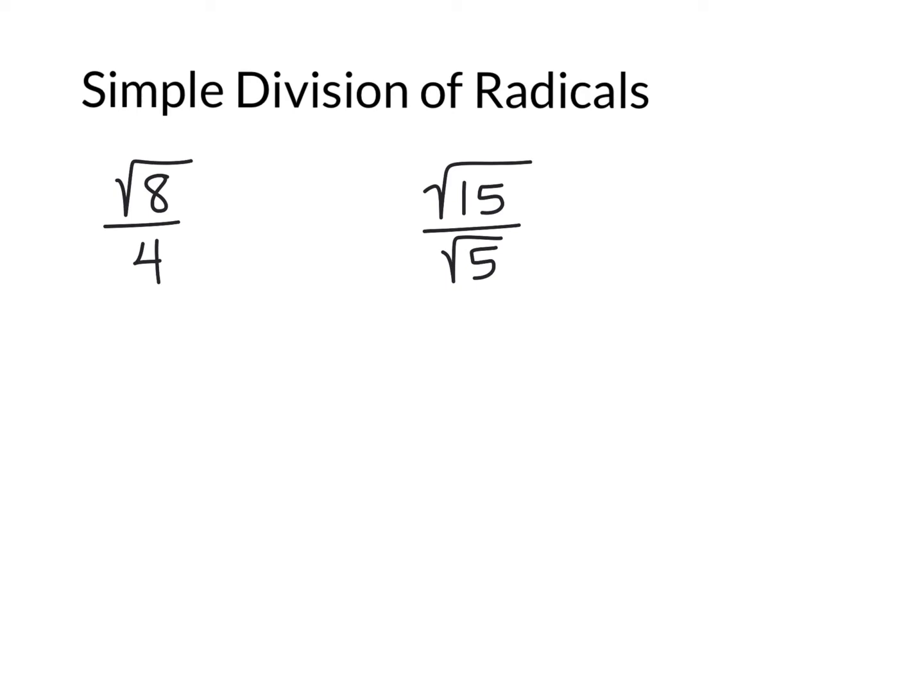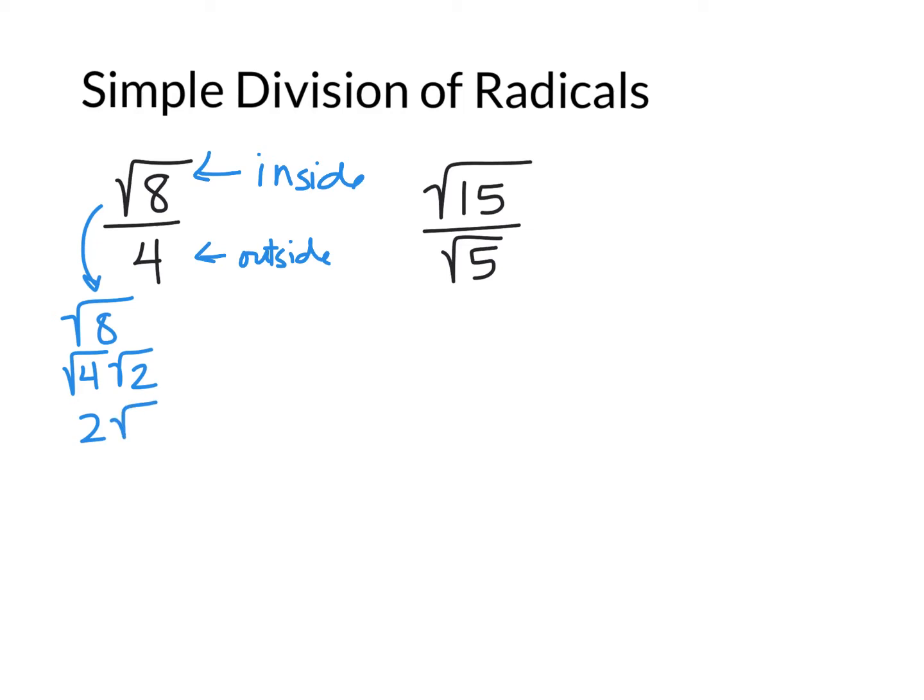Now, the same thing is going to happen with division. I can only do outside numbers with outside numbers and inside numbers with inside numbers. So for instance, right here, this 8 is inside, but the 4 is outside of a square root symbol. So I can't divide those right away. So what I'm going to do is break down this square root of 8 for a minute. Square root of 8 has a square root of 4 in it and a square root of 2. And the square root of 4 is 2, so this is 2 square root 2.